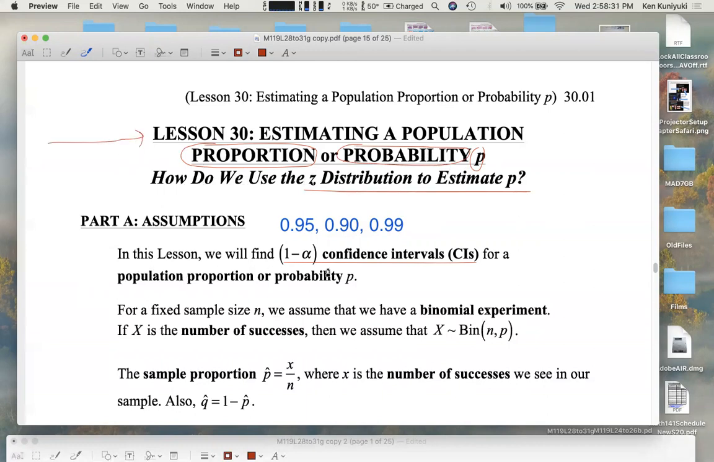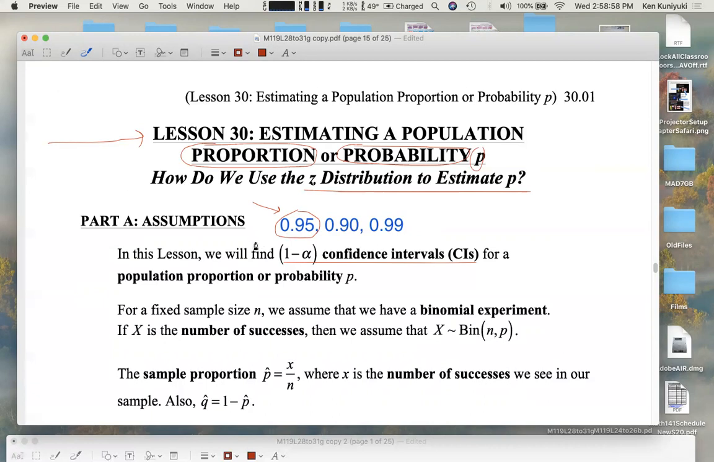Again, in this lesson, we will find 1 minus alpha confidence intervals. The most common confidence level is 95%, or 0.95. Although there are others. For example, some other popular ones are 90%, or 0.90, and 99%, or 0.99. I can ask you about a variety of different confidence levels. But the gold standard is 95%, or 0.95.